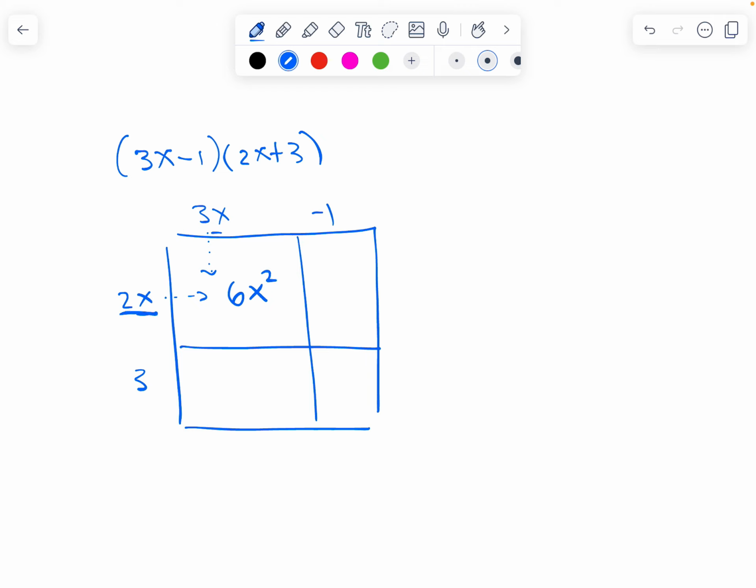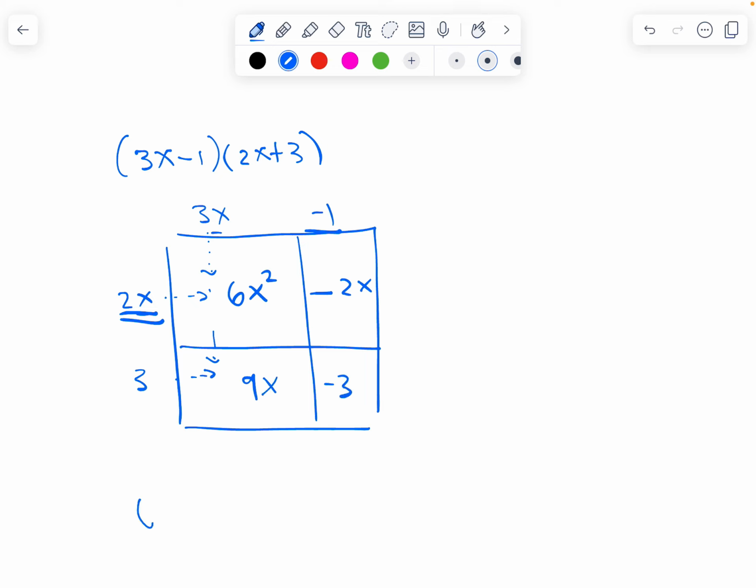All right, now we have 2x times negative 1. So a positive times a negative is going to be a negative 2x. Then right here, the 3x is going to come down into here. This is going to come over there. So 3 times 3 is 9, and then we got the x. And then finally, 3 times negative 1 is negative 3.